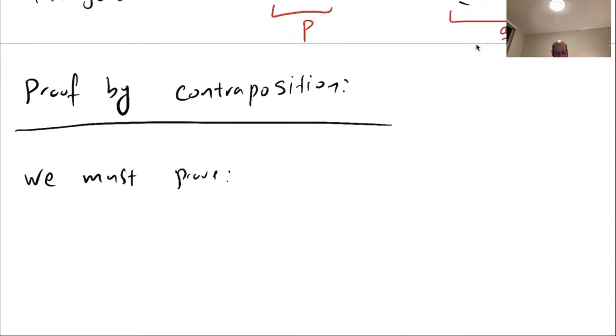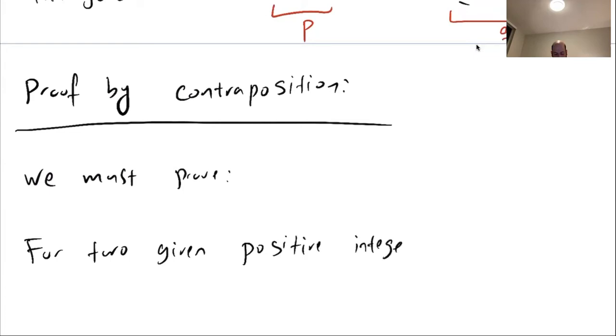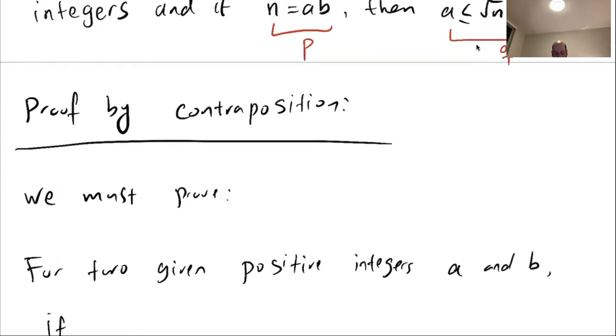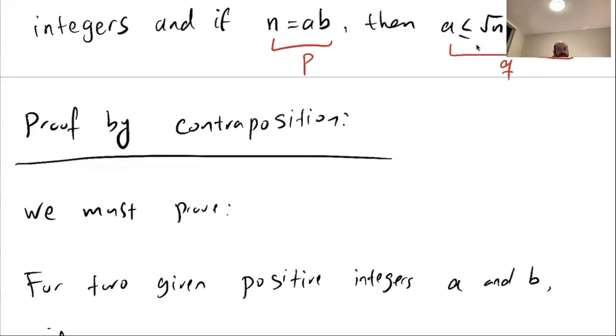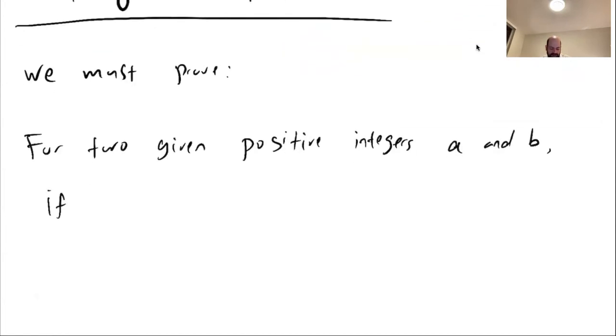For two given positive integers a and b, if negation q means if that's not the case that q is true. If that's not the case that a is less than root n or b is less than root n, means what? Means if a is bigger than root n and b is bigger than root n.